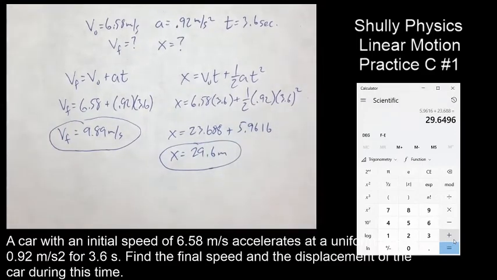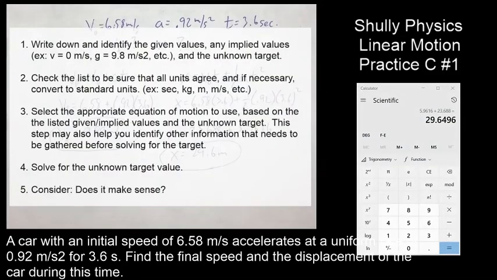There it is. We'll check the rest of our problem solving steps. We solve for the unknown. Are these reasonable? They're not hundreds of meters per second, and they're not like inching along. So I think this is it. We're done.